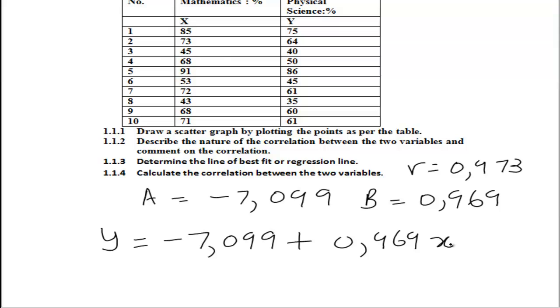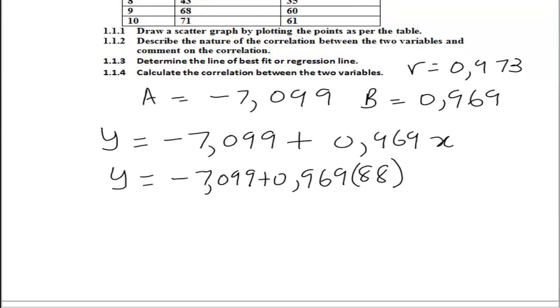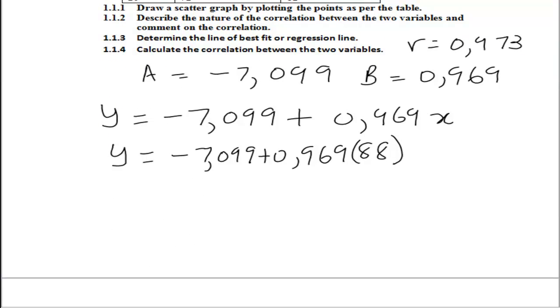Now the question is, let's assume there was a student who wrote the mathematics paper and didn't write the physical science paper, and this student who wrote the maths paper had 88%. So that will be minus 7,099 plus 0,969, and this person at 88. When you work this out, 0,969 times your 88 minus 7,099, this person would have got 78% for physical science. And then it means that is a very true mark for that child.